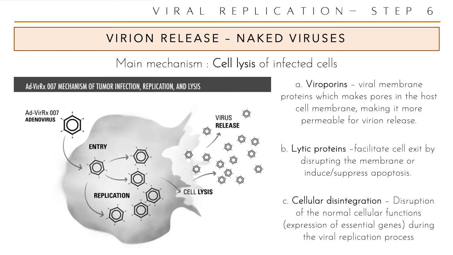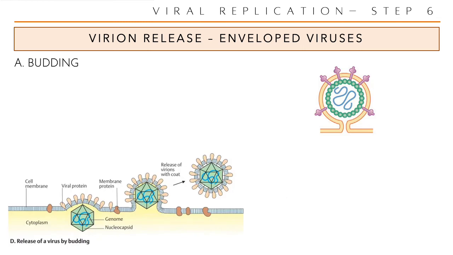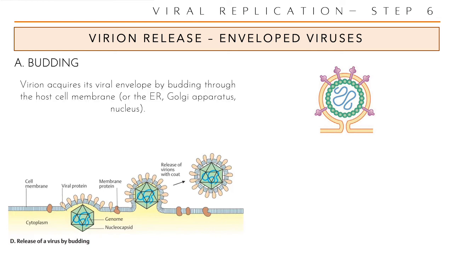The other mechanism, which is utilized by enveloped viruses, okay, is what we call budding. Alright? This process is when the virion, okay, gets its envelope by budding through a cell membrane. And it could be the external cell membrane, it could be an internal membrane, which could be from the endoplasmic reticulum, Golgi apparatus, or even the nucleus. Okay?